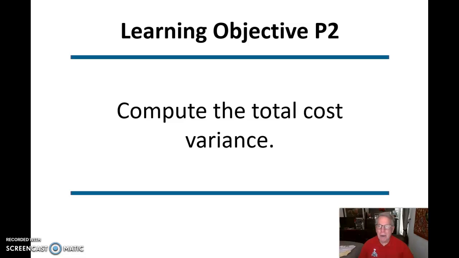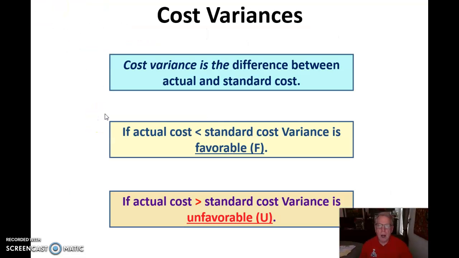Hi, everybody, and welcome back to Chapter 21 in our second video dealing with computing the total cost variance. So here, a cost variance, let's define it, is the difference between our actual and standard cost. Pretty straightforward there. If the actual cost is smaller or less than the standard cost, the variance is favorable. If the actual cost is greater, it's unfavorable.